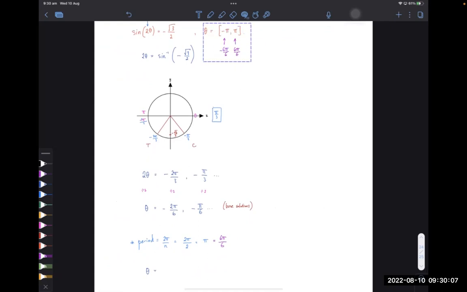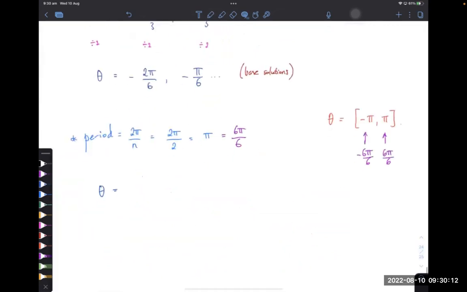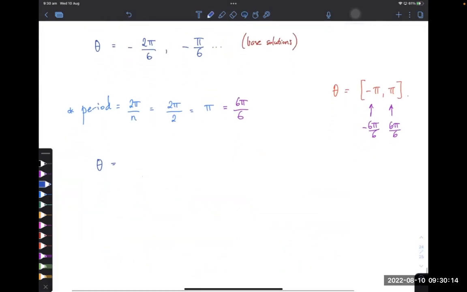Yep. I'm just going to grab this here. This down the bottom. So we start with our first solution, negative 2 pi on 6. Our next solution is negative pi on 6. What's our next one forward? Four pi on 6.